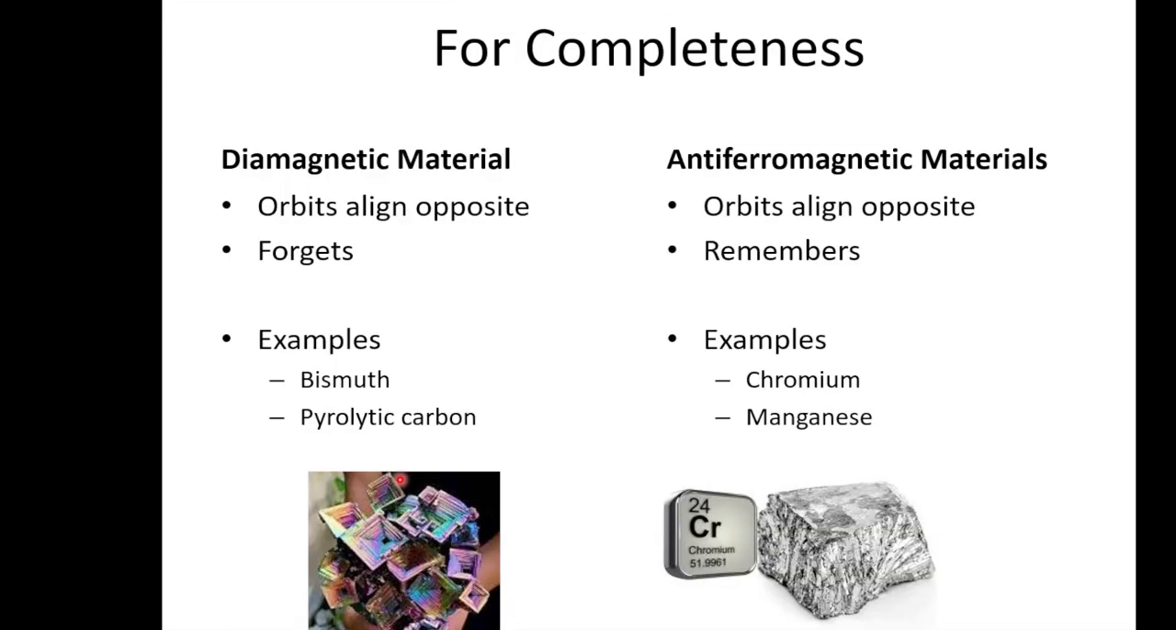Now for completeness, I'm going to describe some of the other materials that are out there. There's diamagnetic materials and antiferromagnetic materials. Both of these work the opposite of their counterparts. For example, in diamagnetic materials, the orbitals align opposite to the applied magnetizing force, and the same is true of antiferromagnetic materials. Diamagnetic materials forget when the magnetizing force is removed, whereas antiferromagnetic materials remember when the magnetizing force is removed. These are some examples. I purchased a whole bunch of bismuth. We're going to do a lot of experiments on that in the future to learn more about how to simulate a diamagnetic material.